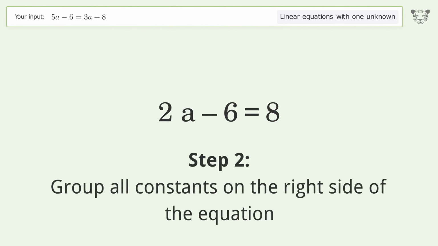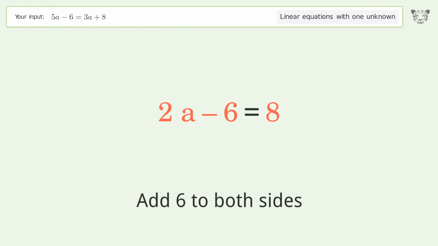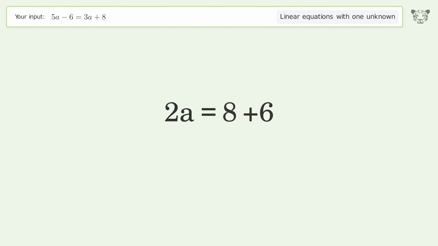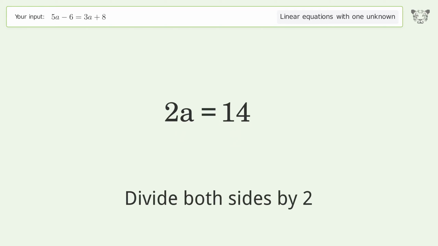Group all constants on the right side of the equation. Add 6 to both sides. Simplify the arithmetic. Isolate the a. Divide both sides by 2.